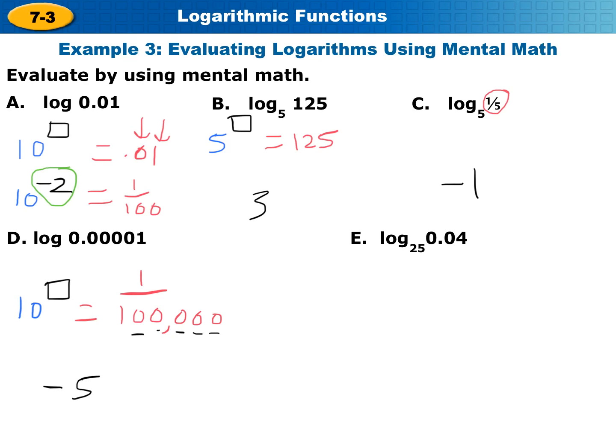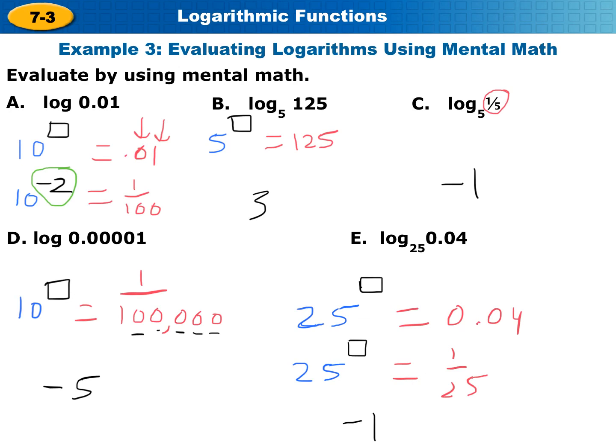The last one is 25 raised to what power is going to be 0.04. So I'm going to convert 0.04 to a fraction. And I get 1 over 25. So this says I'm dividing 25 one time, and that is written by -1.